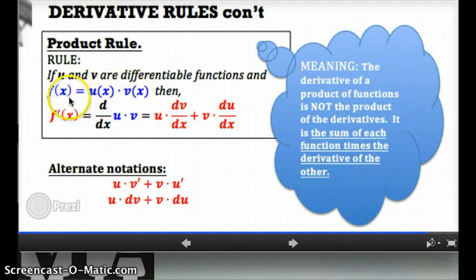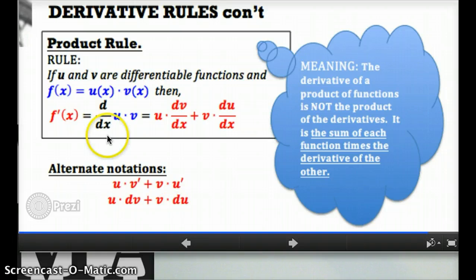So think about this. We're saying the function that we want to take the derivative of is two other functions being multiplied together. If that's true, then the derivative of the original function is actually not just the derivative of these two multiplied together. You might think that, but that's not actually how it works. The derivative of this product is going to be the first function times the derivative of the second one, plus the second function times the derivative of the first one.